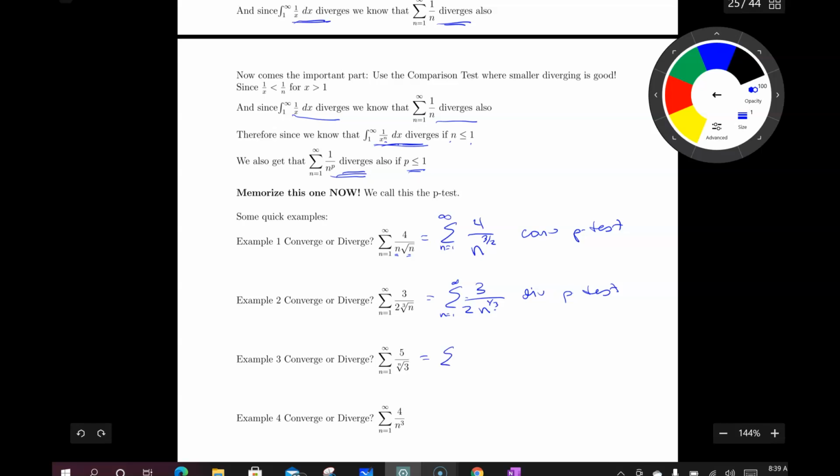This here, this is the same as saying 3 to the 1 over n. This is not p-test, is it? No, done this lots of times, so hopefully you're almost getting it memorized. This is test for divergence. If I take the limit of this, I get 5 over 3 to the 0. That's 5. That doesn't equal 0, so this diverges by T for D. This here, I can see the p is 3, so this converges by p-test.